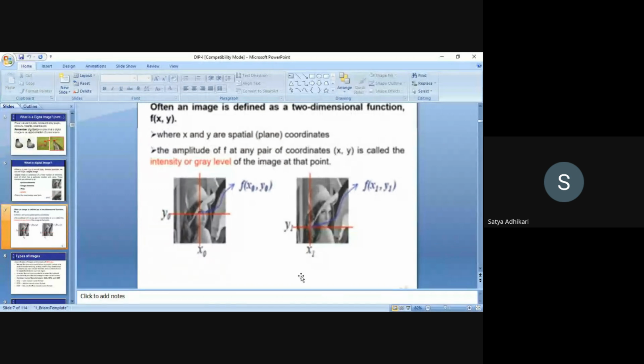If you ask what a digital image is, you can say that a digital image consists of some elements known as pixels, and every pixel is associated with two components. One is its location, another is its value at that location. So every pixel is associated with two components. This is the proper definition of a digital image.